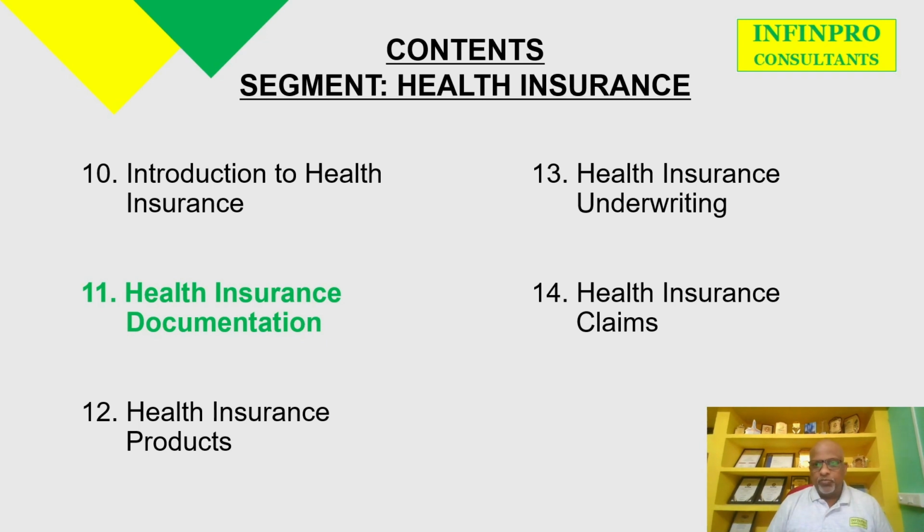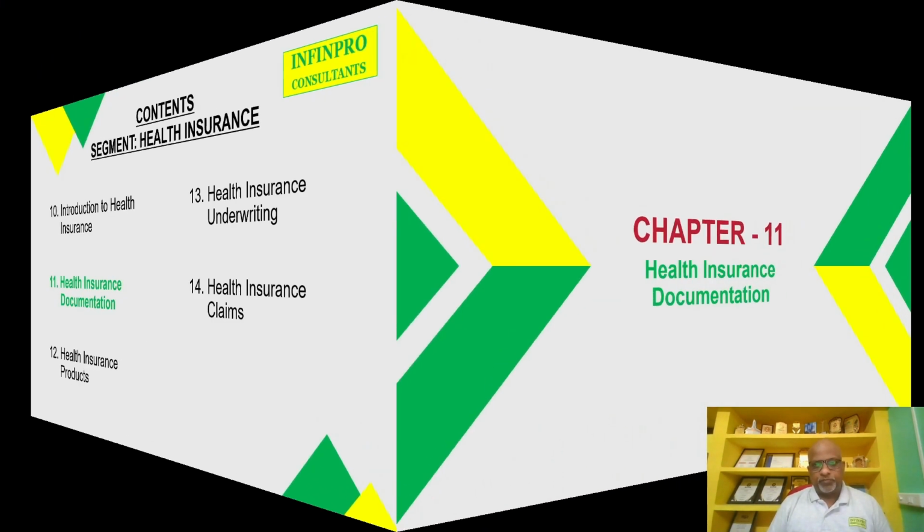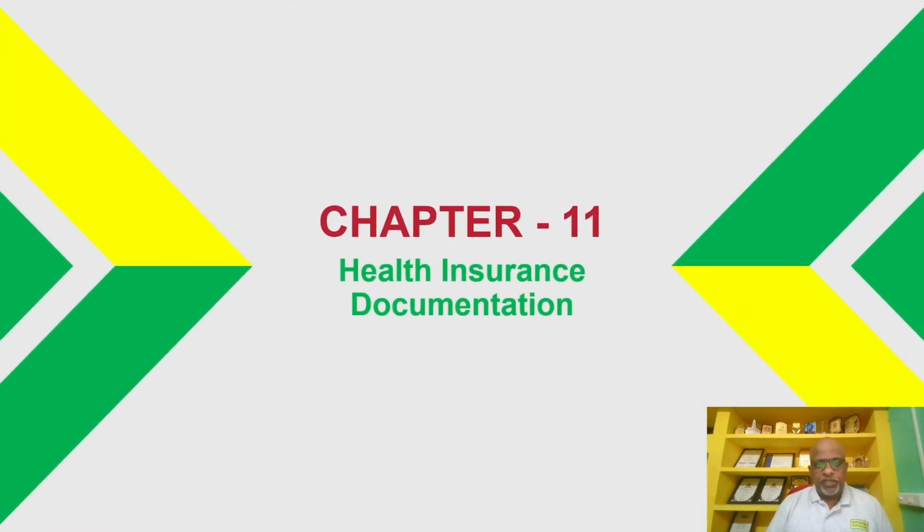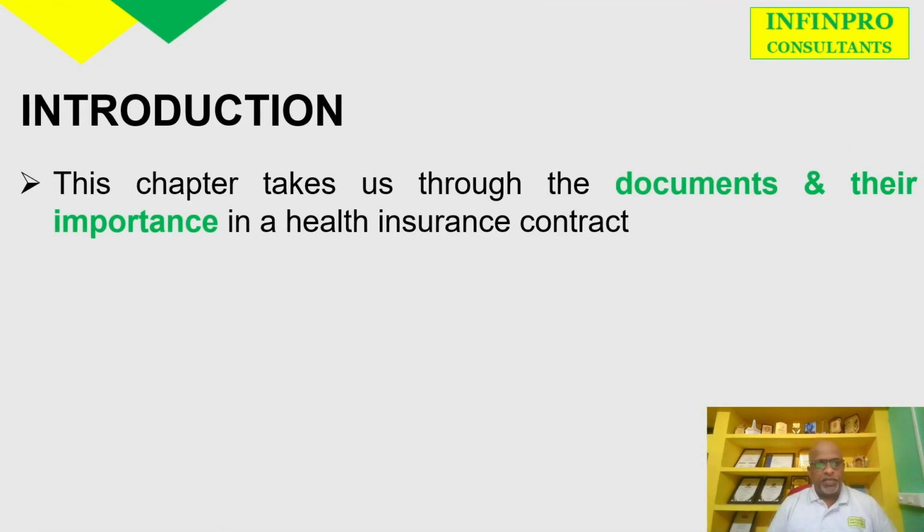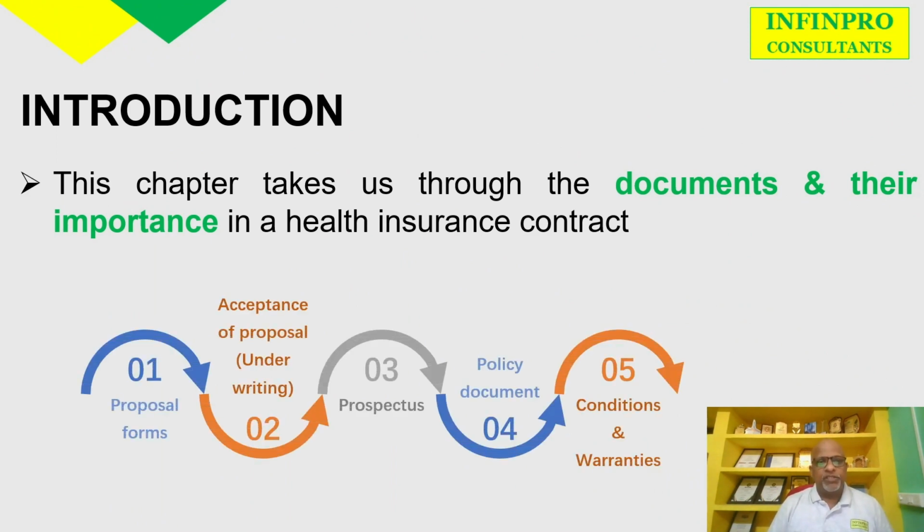Right, so we will understand more about how a health insurance proposal form is converted into a policy by a health insurance company, and how it impacts the end user, who is the customer who stands to benefit by health insurance as a segment. Right. So we speak about health insurance documentation, and just to recall, we are in chapter 11. This chapter takes us through documents and their importance in the health insurance contract.